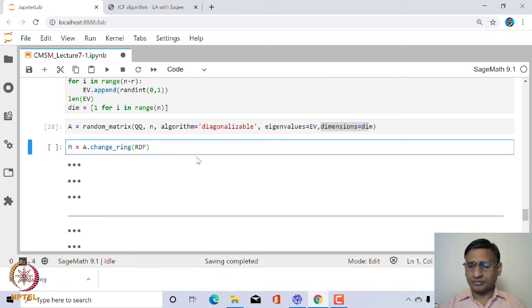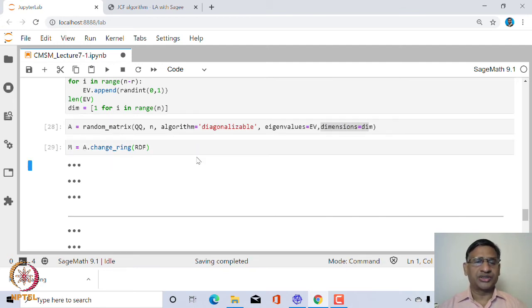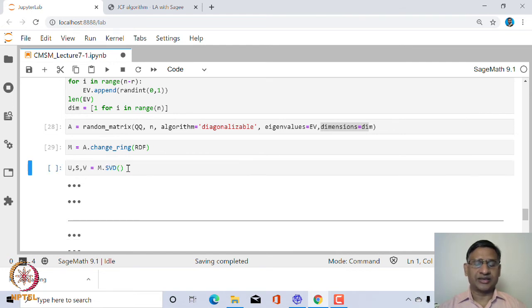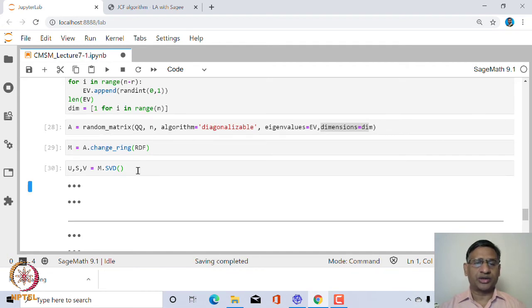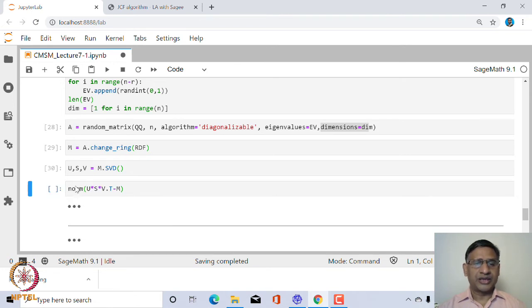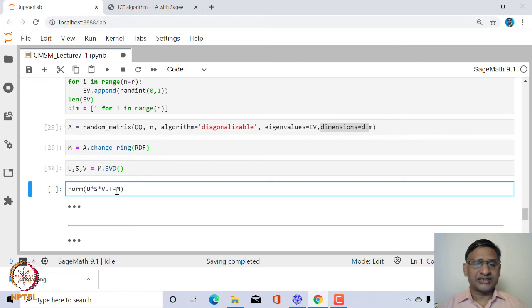Now, let us change the ring of A to RDF so that we can find its singular value decomposition. Let us find the singular value decomposition of this M, which is A changed over RDF. Next, let us find out the difference between the matrix A and the matrix U into S into V transpose, the singular value decomposition of M.